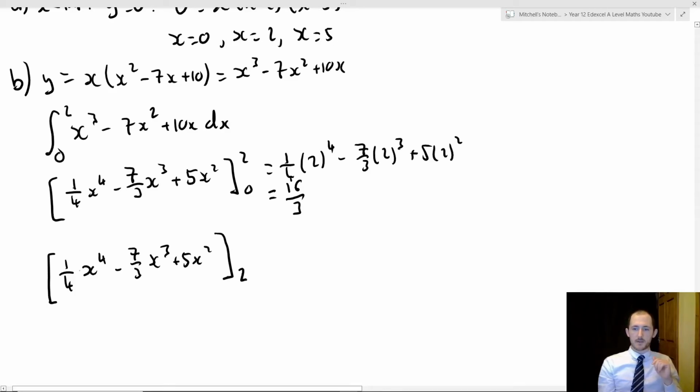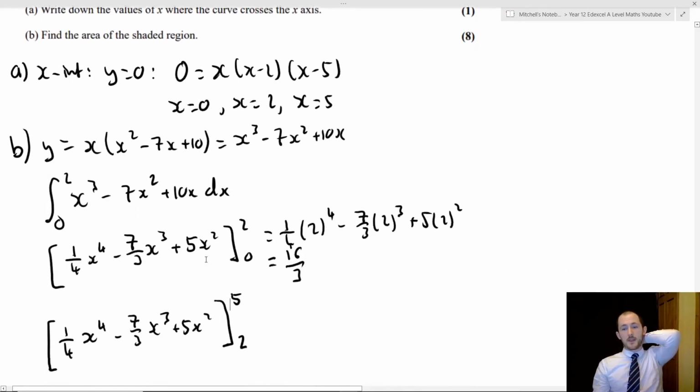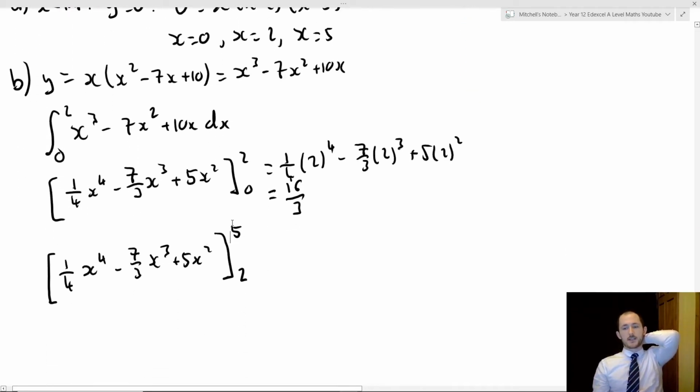2 is now at the bottom and 5 is at the top because we're going from 2 to 5. Okay? This will be negative. So what some of your teachers may have taught you is to flip the limits. So if I change this to between 2 and 5, it just means it's going to be negative.